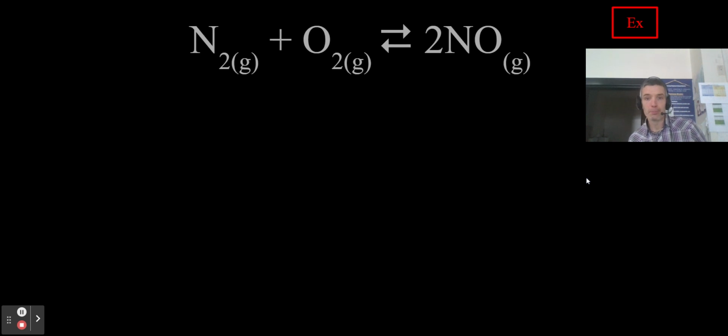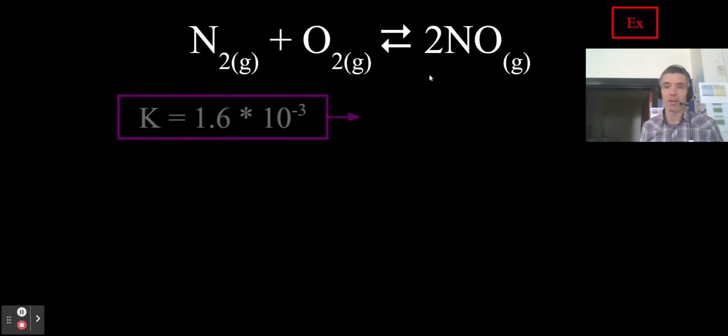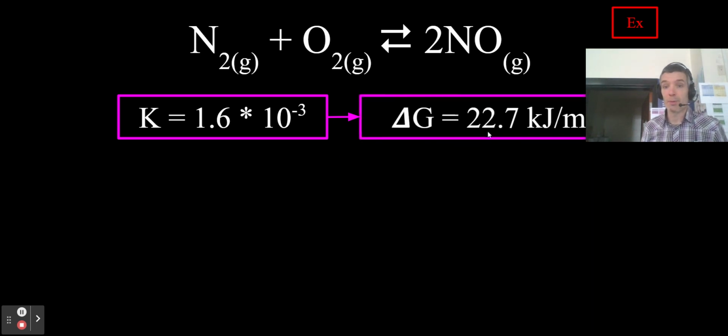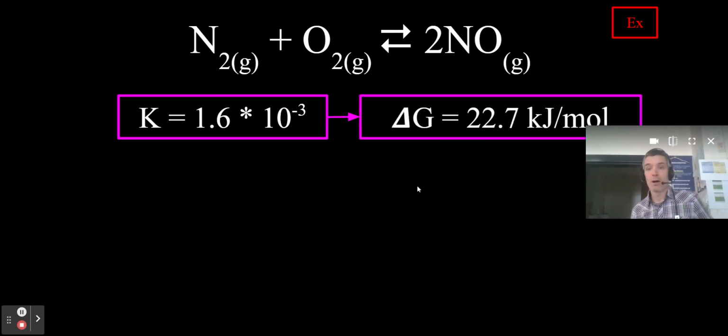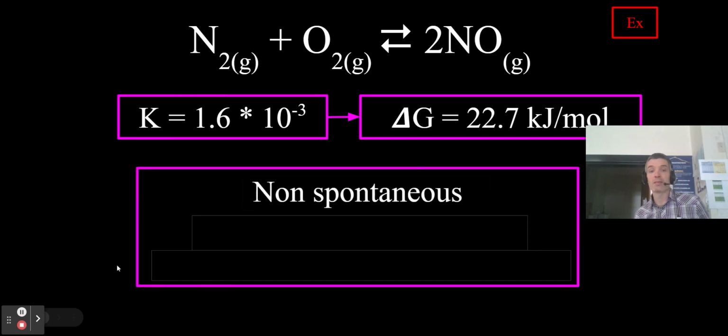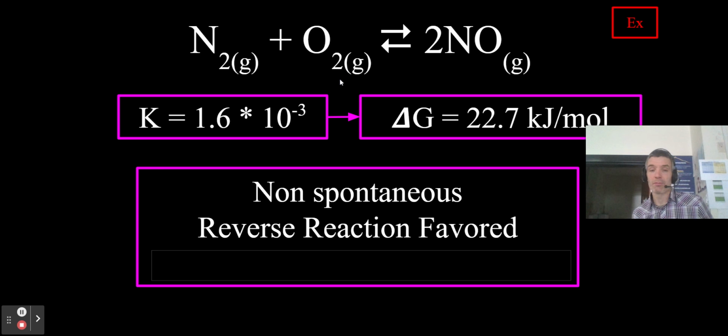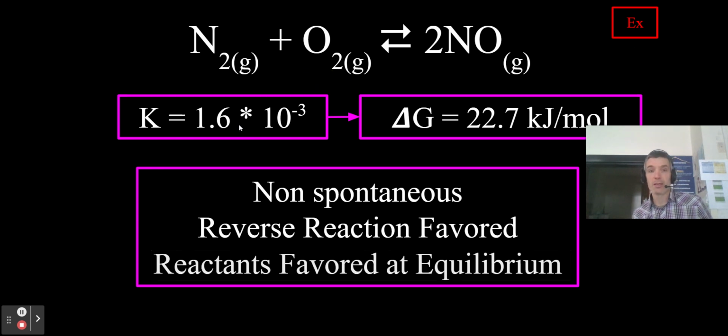One more example. This is the turning of nitrogen and oxygen gas into nitrogen monoxide. It probably has a more specific name that I can't remember. Here we've got a really small K, a small decimal. That means our delta G should be positive, and indeed it is. This means the reaction doesn't want to happen. It's going to favor your reactants.